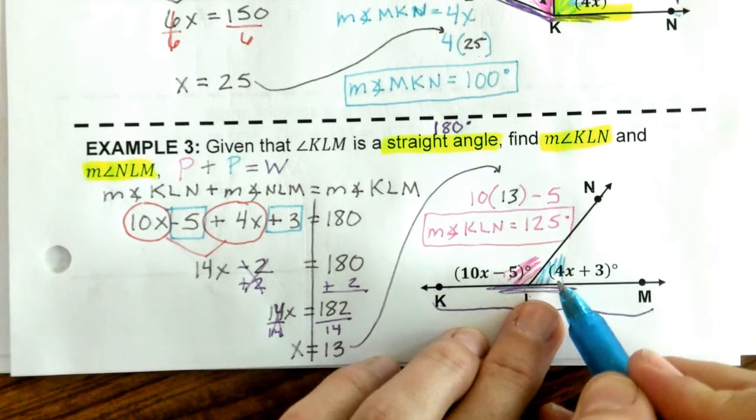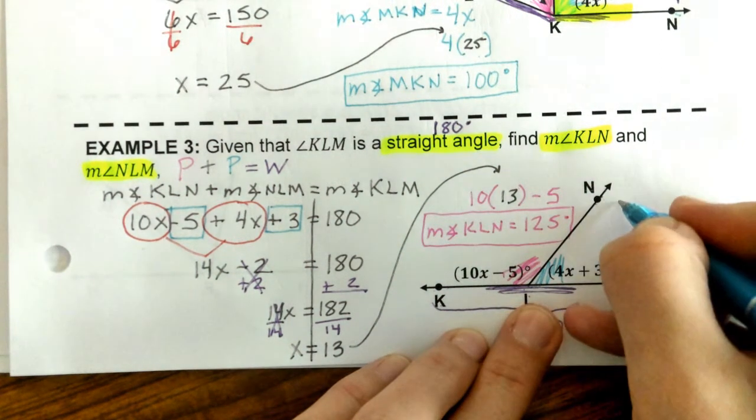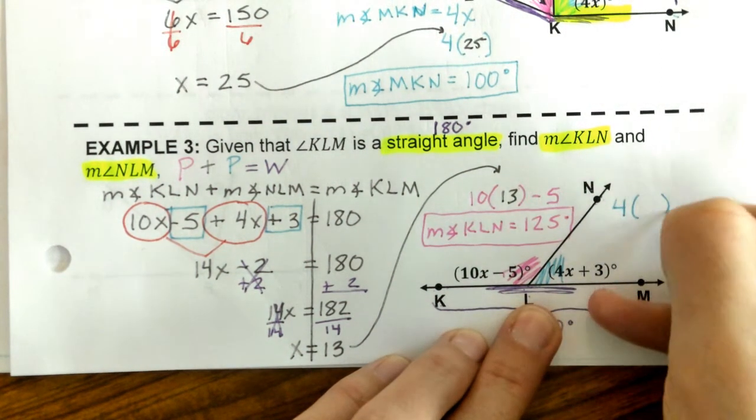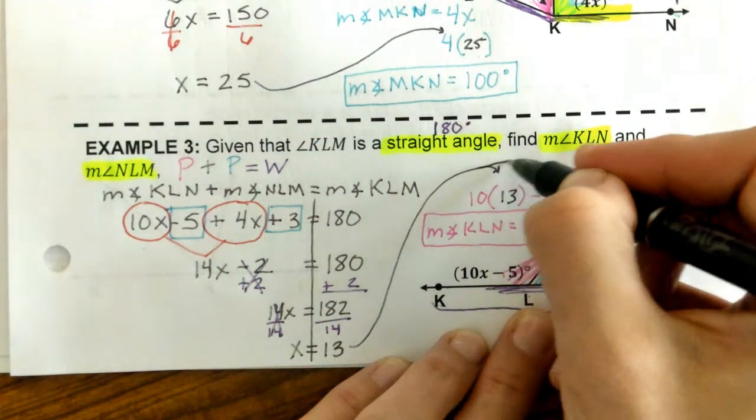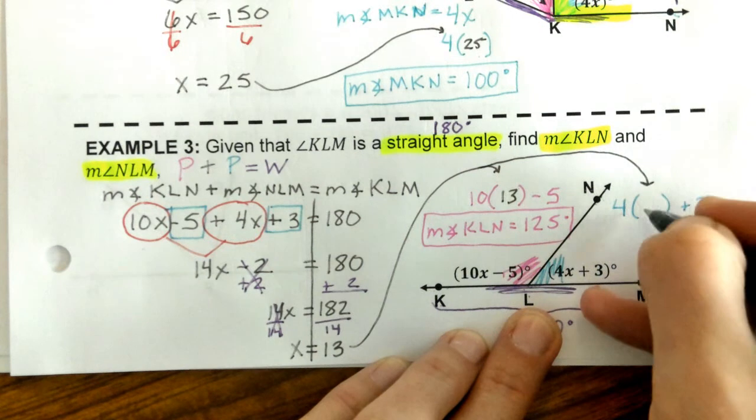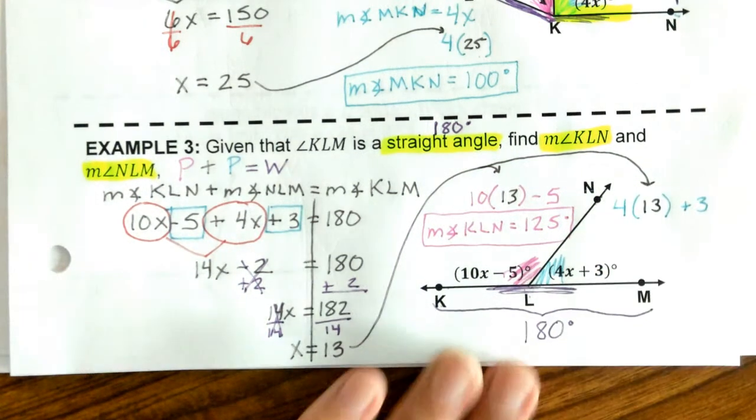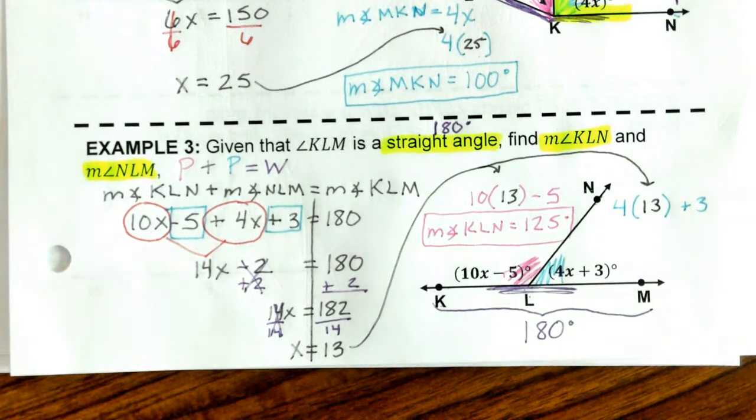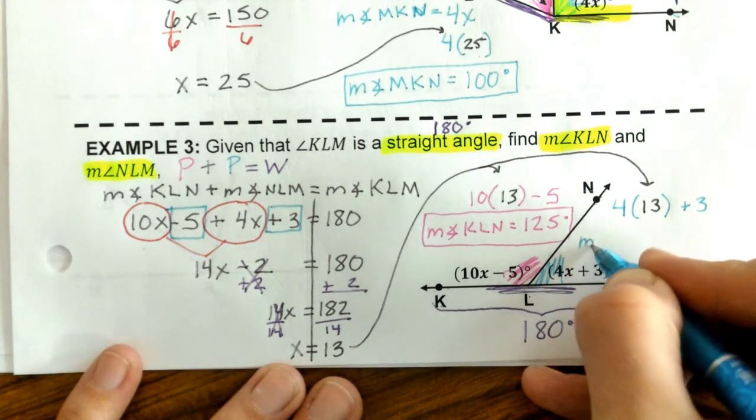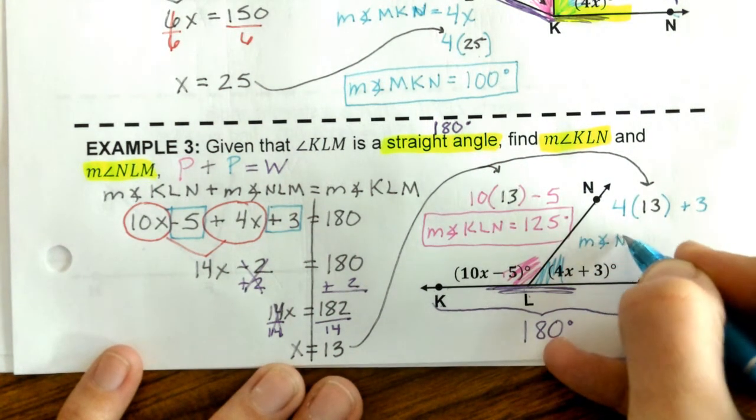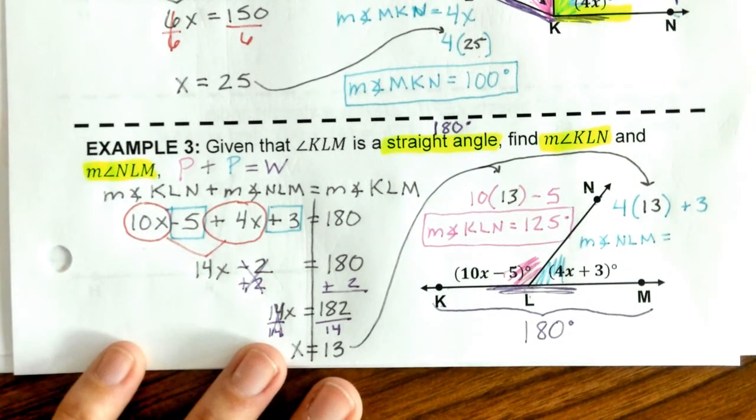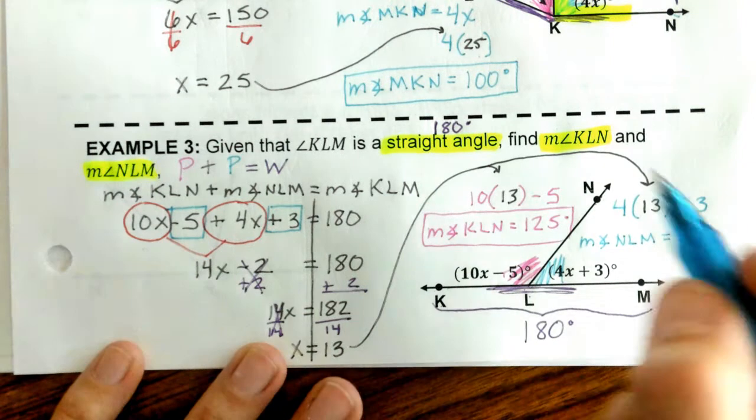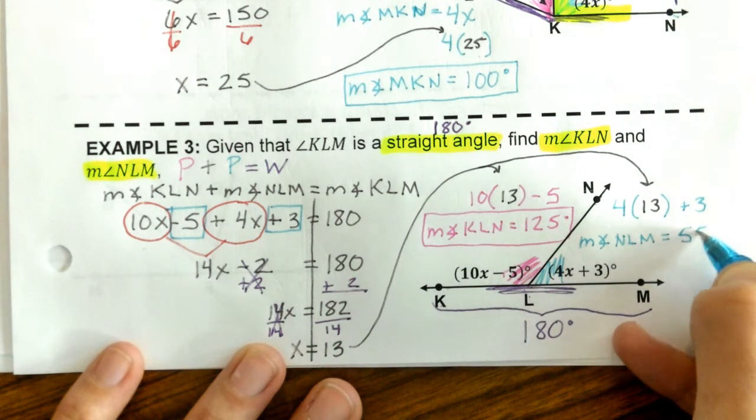So right here we've got the 4x plus 3. We'll do the same thing. We've got our 4. We're going to remove that x. Plug it in with that 13. Again, if you don't need those arrows, don't worry about it. It's just to help if we're having trouble with substitution. And the measurement of angle NLM, when we do all of our math, good, we're going to come out with 55 degrees.